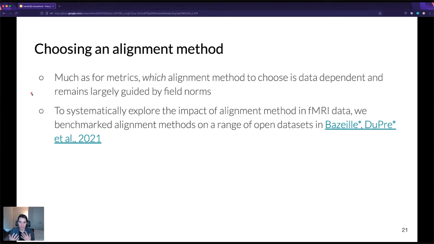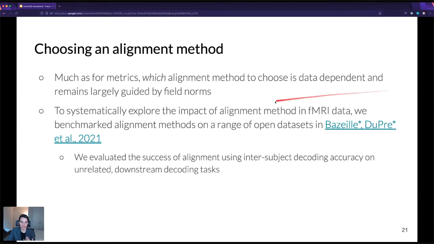As part of this, Thomas Bazet and myself, with our collaborators, tried to do a systematic benchmark of alignment methods in fMRI data. Just to provide a sense of how you can evaluate fMRI methods, I wanted to highlight a few key results, and in particular the framework we used, where we evaluated the success of alignment using intersubject decoding accuracy on unrelated downstream tasks.